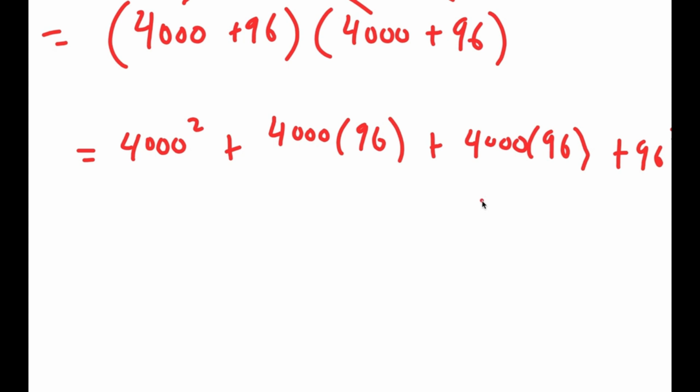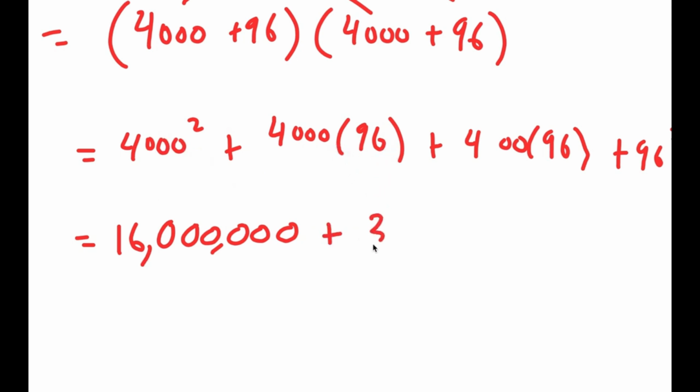Now, from here, 4,000 squared is simple because all we have to do is 4 squared, which is 16, and then 1,000 squared, which is a million. A million has 6 zeros, so all we have to do is add 6 zeros to the end of 16. So I get 16 million for 4,000 squared, plus 4,000 times 96. Well, 4 times 96 is 384, so then all we have to do is add 3 zeros to that. So I get 384,000.